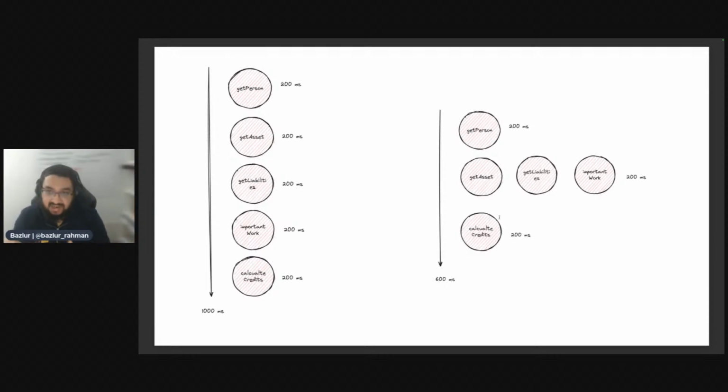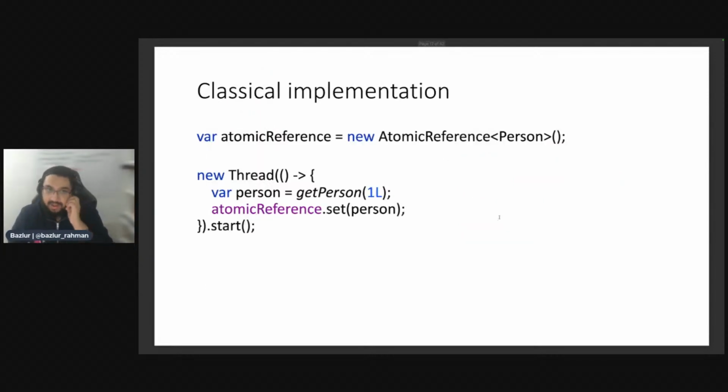And the thread that was dealing with whole things now spends less time waiting. So that's the improvement. So how can we do that? There's a classical implementation, which is basically using atomic reference. I just wanted to share how we used to do it and how we started improving. That's the thing I'm going to share over here.